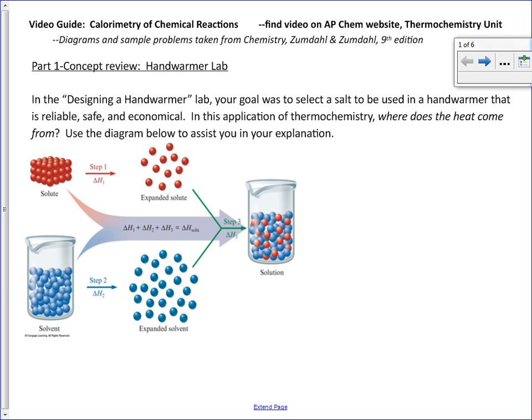For the first part of the video lesson, we're going to do a quick concept review from the hand warmer lab. At this point, you should have already completed the hand warmer experiment. And we just need to review the concept: where does the heat come from in a hand warmer? Go ahead and try this one on your own.